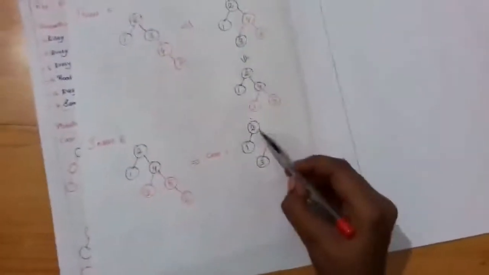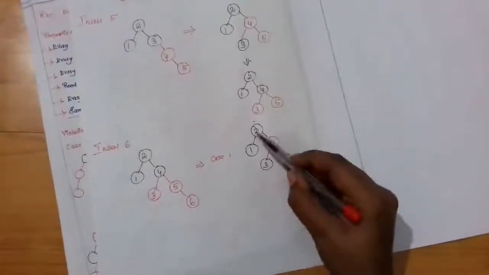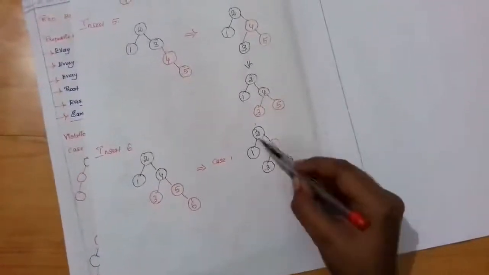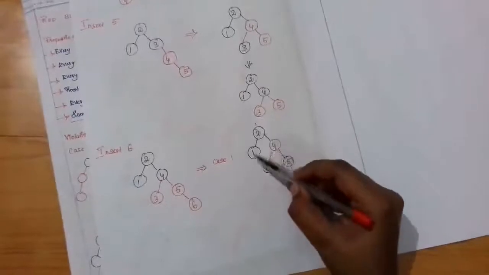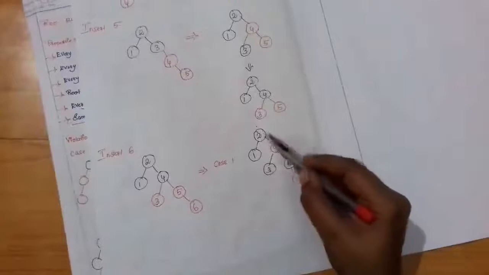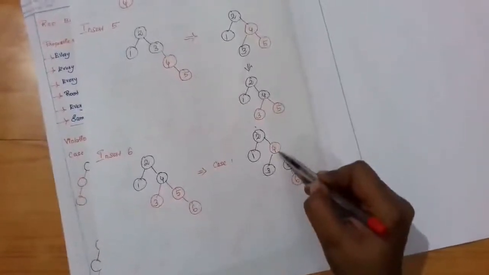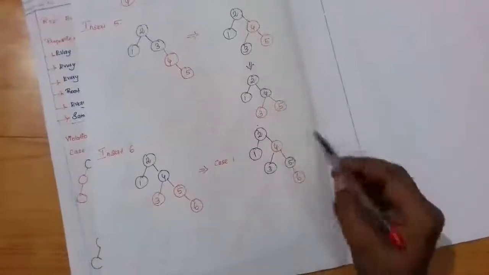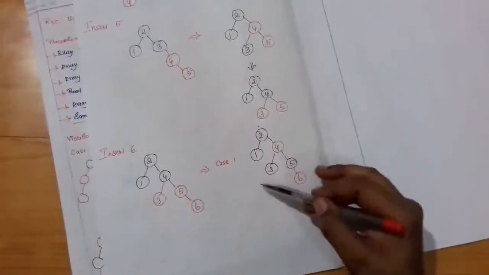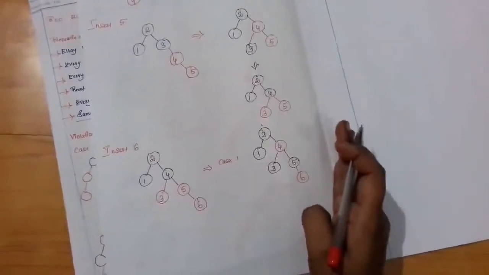Okay, now I am going to check the properties of the red black tree. Whether the root node is black, yes, it is black. Whether we have an equal number of black nodes on all paths, yes. In this left path we have 2 black nodes, in this path we have 2 black nodes, and in this path we have 2 black nodes. Whether the red node has 2 black children, yes, it has 2 black children. So all the properties of the red black tree are satisfied. So this is the final red black tree we considered for the input 1, 2, 3, 4, 5, 6.